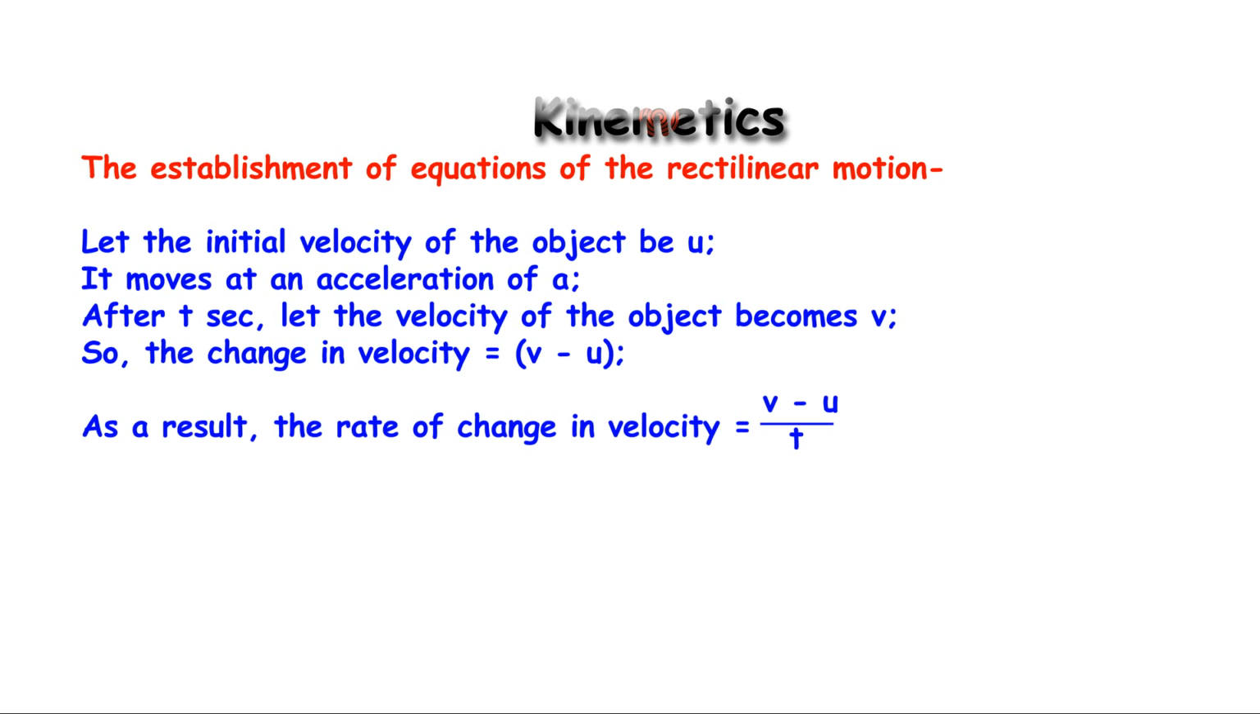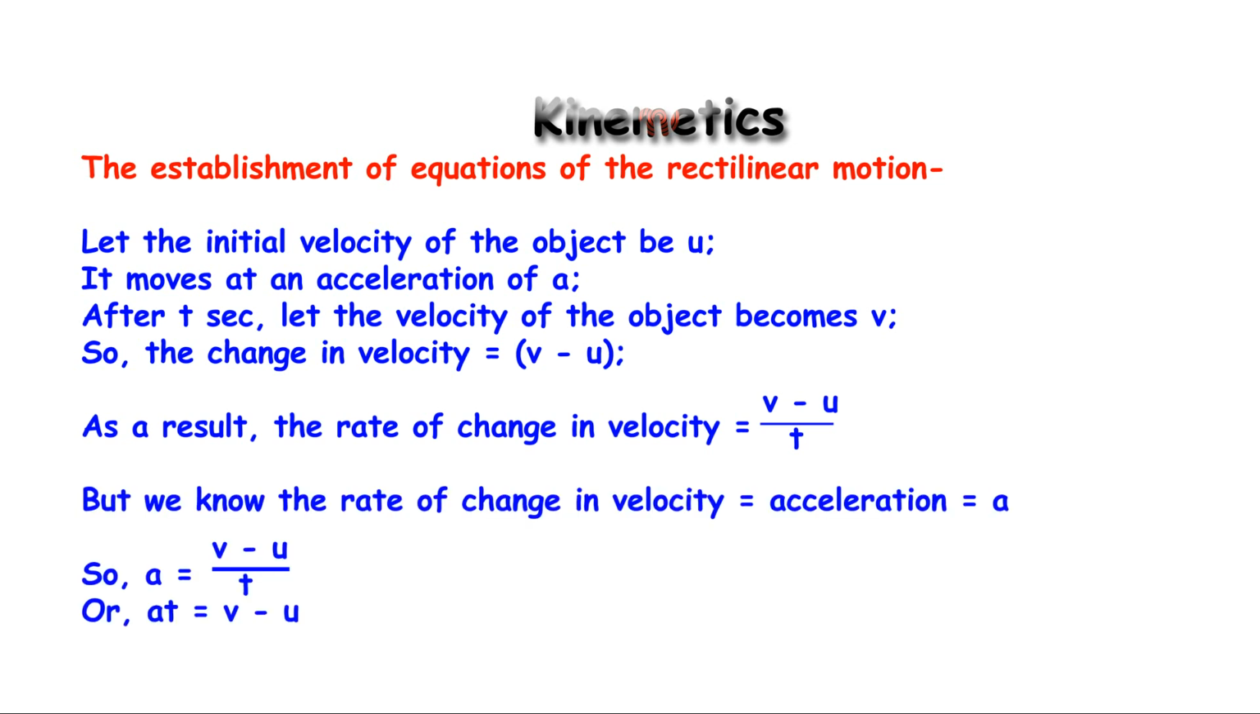But we know that the rate of change in velocity is nothing but the acceleration. So a equals (v minus u) by t. So simplifying the factor, we get that v minus u equals at, or v equals u plus at. And this is the most important formula which we are going to apply in every case for the next proofs.